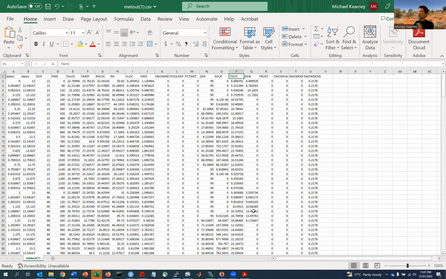How many millimeters of dew is forming each hour? How much frost, millimeters of frost? Is snow falling? What's the snow depth? What's the snow density? So that's everything that's in the microclimate output file. There's a soil file which will have the same setup, but it'll have the soil temperature at all the different depths. That's what that'll have in it.